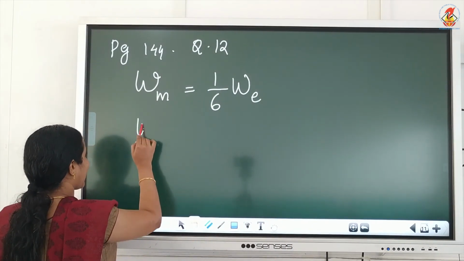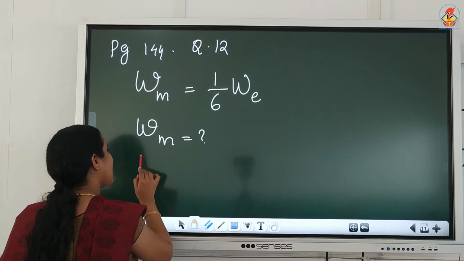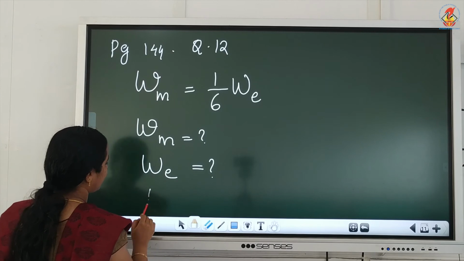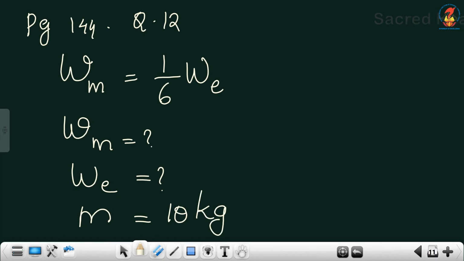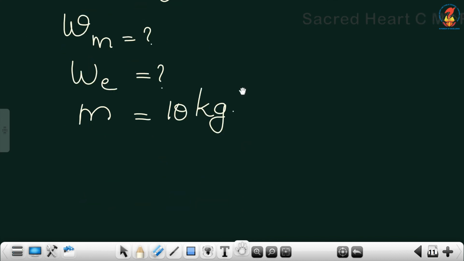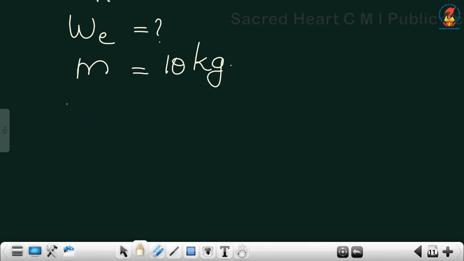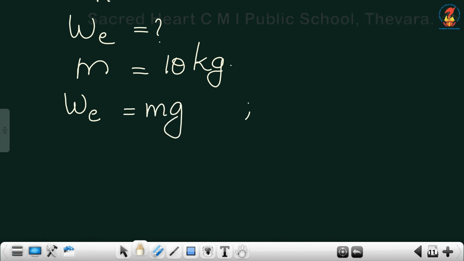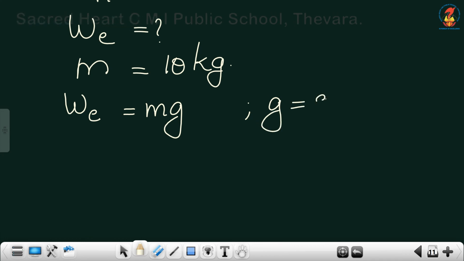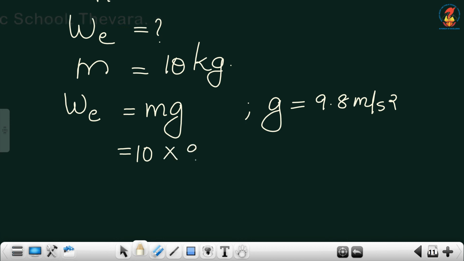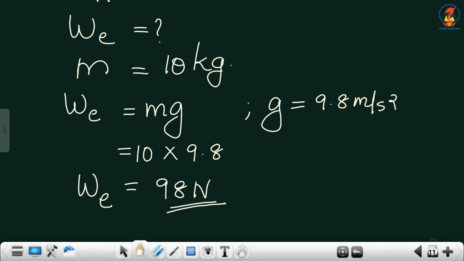So, you need to find the weight of an object on the moon and on earth, given the mass of the object is 10 kilogram. In order to find the weight of the object on earth, we have the equation mg, and we know that acceleration due to gravity at earth is 9.8 meter per second square. The value of mass is given as 10. Acceleration due to gravity is 9.8. So, the weight of the object on the surface of earth is 98 Newton.